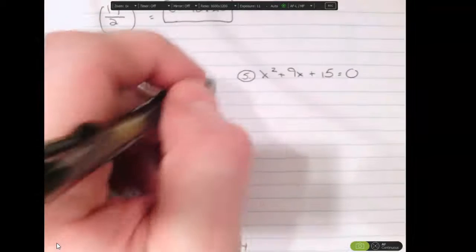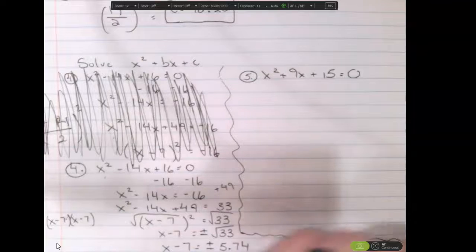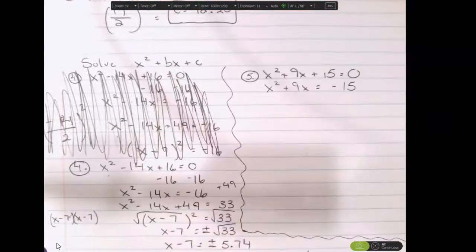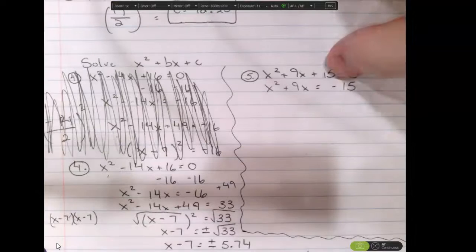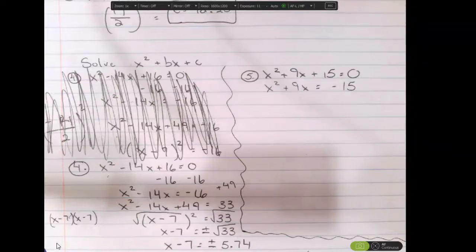And let's see if maybe going through this one might help with any confusion that you might have with it. So again, first step, I need to move my original c to the other side. So by moving it, I get x squared plus 9x equals negative 15. It's not always going to be negative. If this 15 was negative, I would add it over and it would make a positive 15.